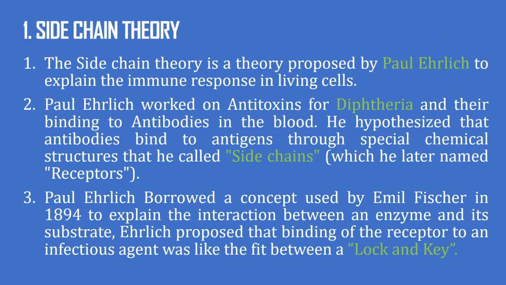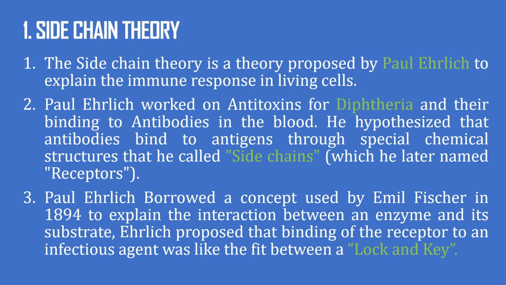Side chain theory. The side chain theory was proposed by Paul Ehrlich to explain the immune response in living cells. Paul Ehrlich worked on antitoxins for diphtheria and their binding to the antibodies in the blood. He hypothesized that antibodies bind to the antigen through special chemical structures that he called side chains, which were later named receptors.